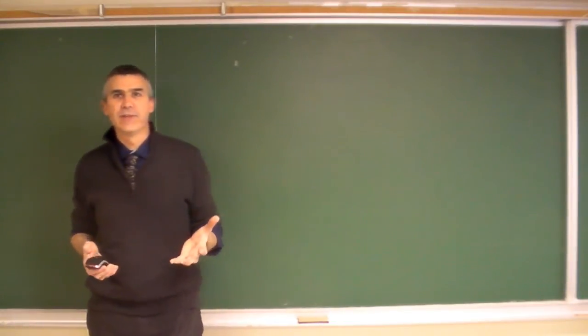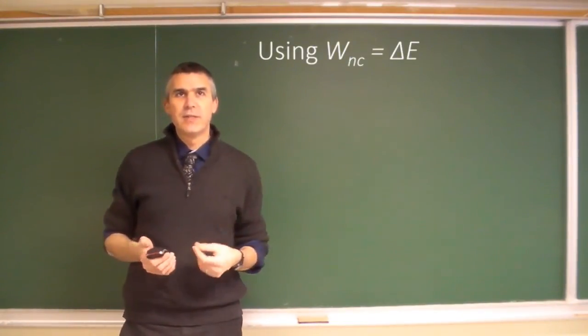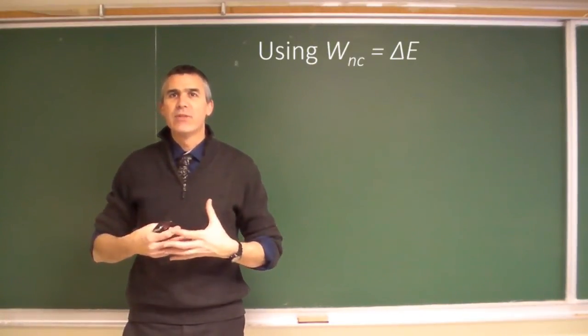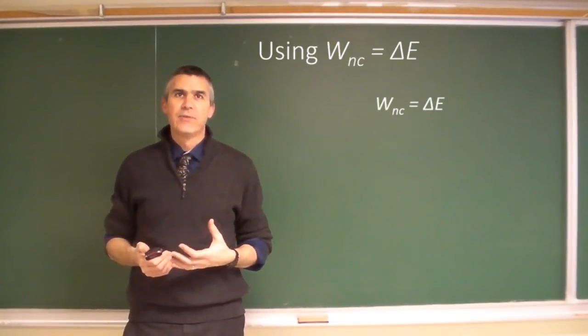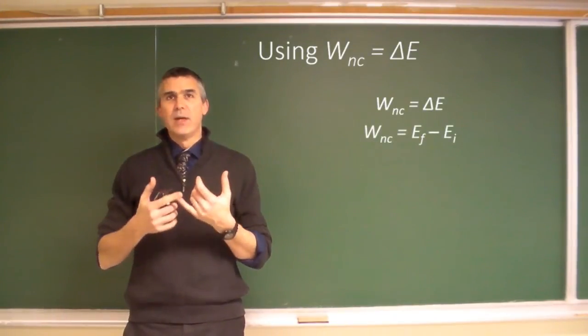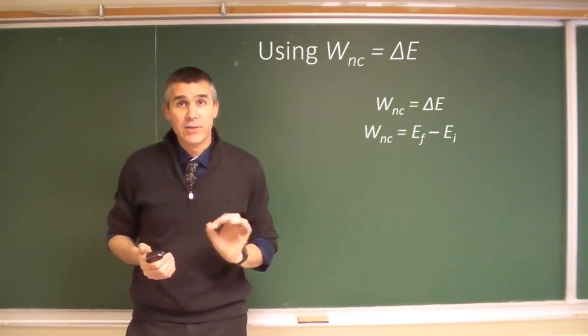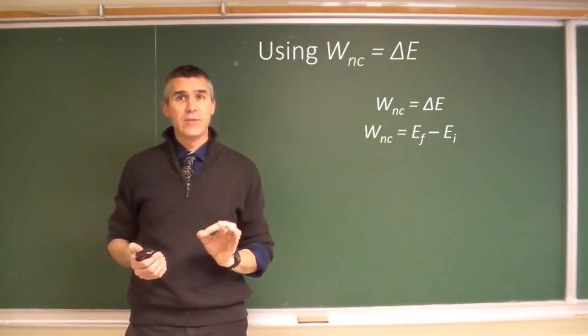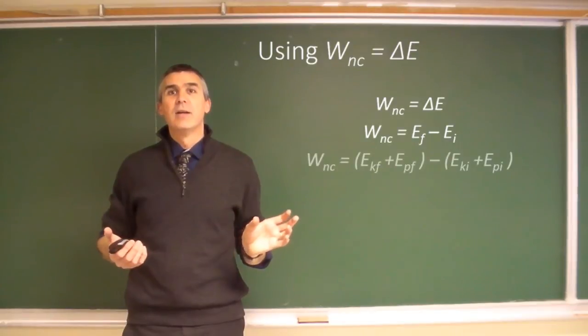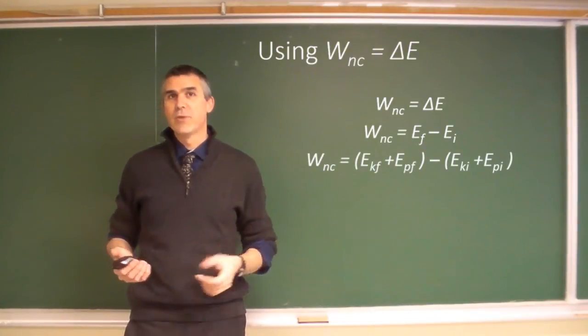So how do we use this? If we have this formula, Wnc is equal to delta E, we can start to unpack it and show you how powerful it is. Again, the work done by non-conservative forces is equal to the final energy minus initial energy. Those are total mechanical energy values.